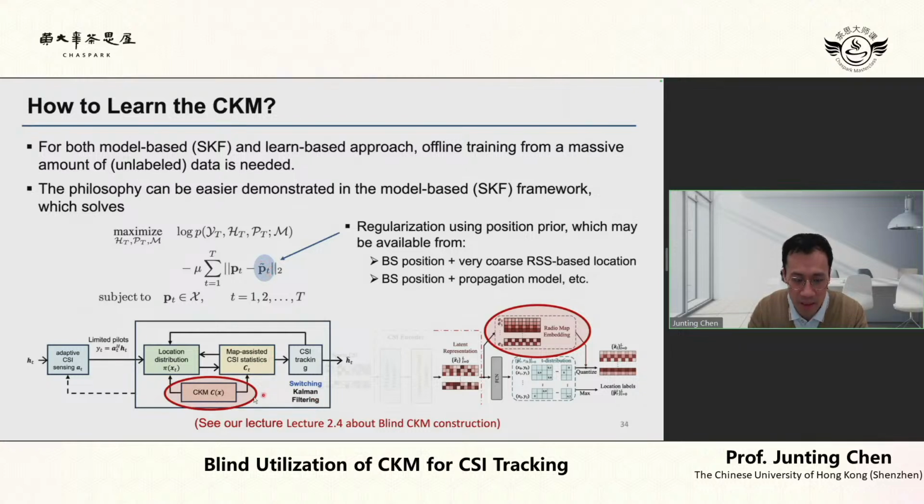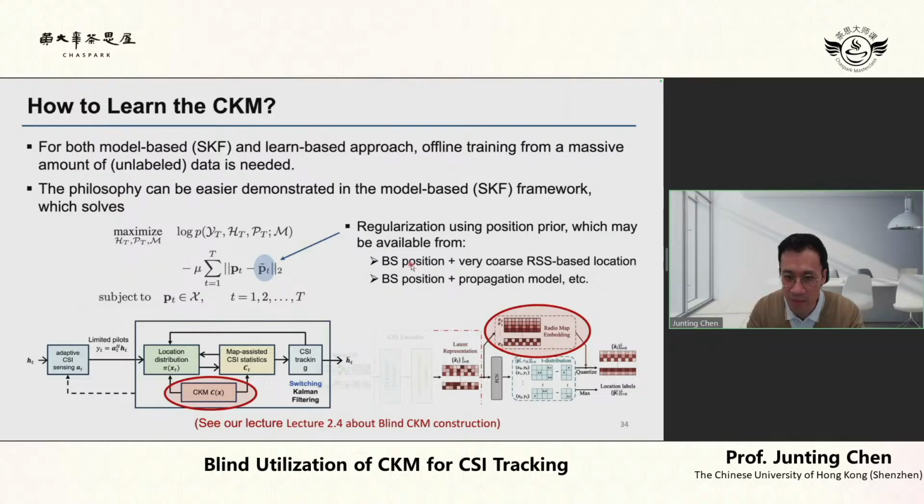No matter whether it is a model-based approach or a deep learning model, we need to use some rough position prior to guide the training to converge to the right position, to the right parameter. But the good thing is the location prior, we do not need to rely on a high precision location prior. It can be very coarse.